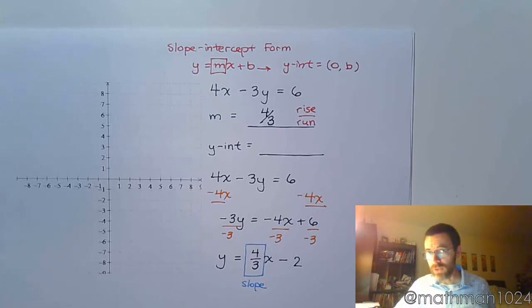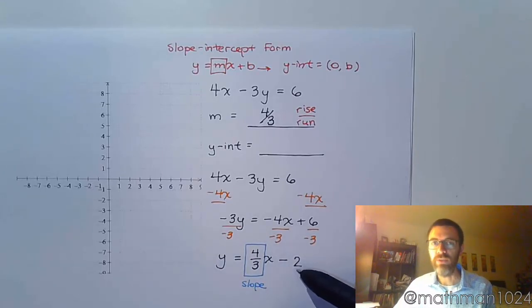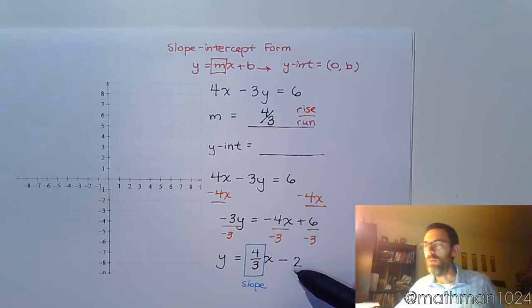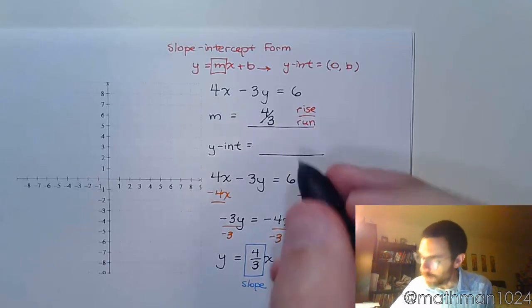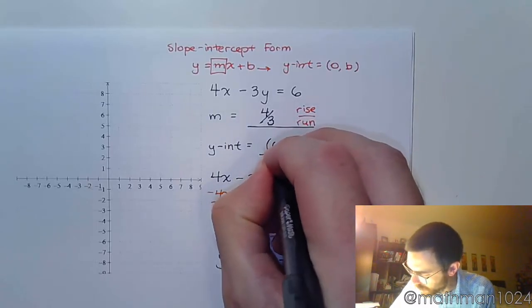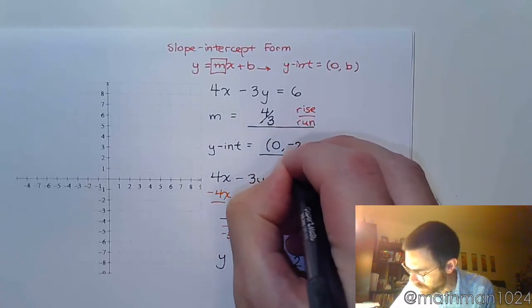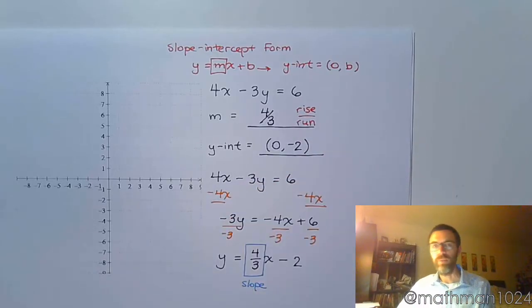Alright, now the y-intercept. A lot of students will say that the y-intercept is negative 2, and that's incorrect. If you were in my class, you would definitely lose points if you said negative 2. The y-intercept is the ordered pair (0, negative 2). Okay? Because again, the y-intercept is a point, and when we graph on the xy plane, we need to use an ordered pair to identify the point.